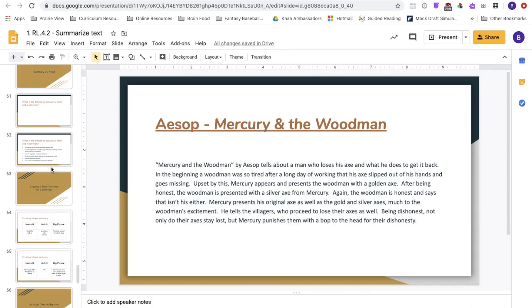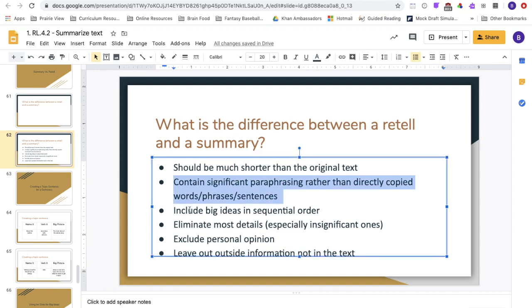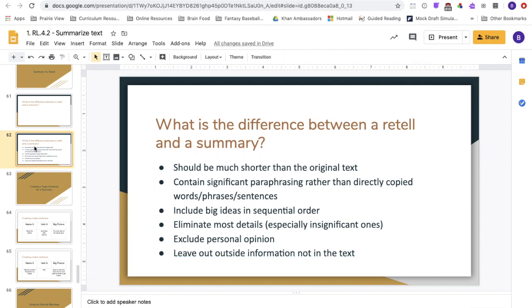I'm going to go through this one more time with what I mentioned. It is much shorter. We used our phrases by using the rule of 5. We talked about the big ideas in sequential order. We have what's first and then next and then next and then last. Most of the details were taken out. There's no personal opinion. I didn't say something like, I think it's good to be honest too. We left out all of our personal opinions, and any information outside of the text. So there's nothing like, oh, one time I lost my socks and I couldn't find them. We're leaving all of that outside information outside for our summary.